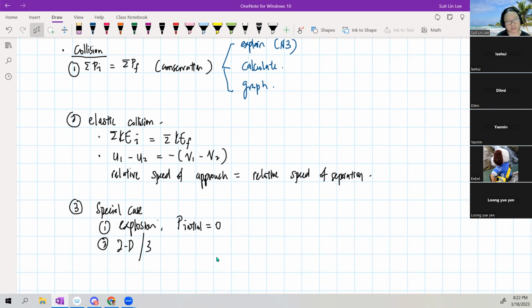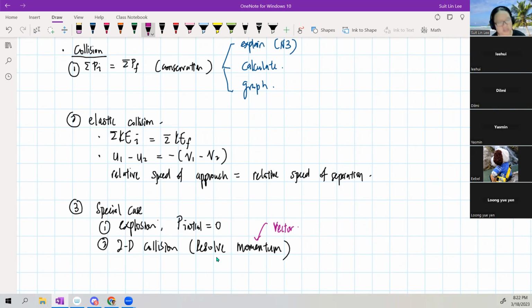2-dimension collision, where we will want you to resolve the momentum, since momentum is a vector. Okay, so this one is a pretty good question to focus on, because definitely we'll expect 1 or 2 objective questions, and it may come out in combination with other chapters as well, right?